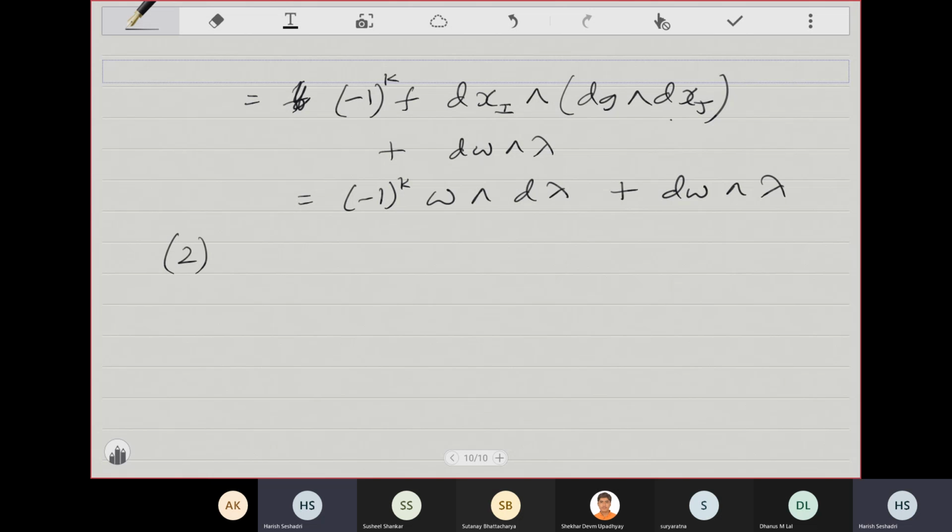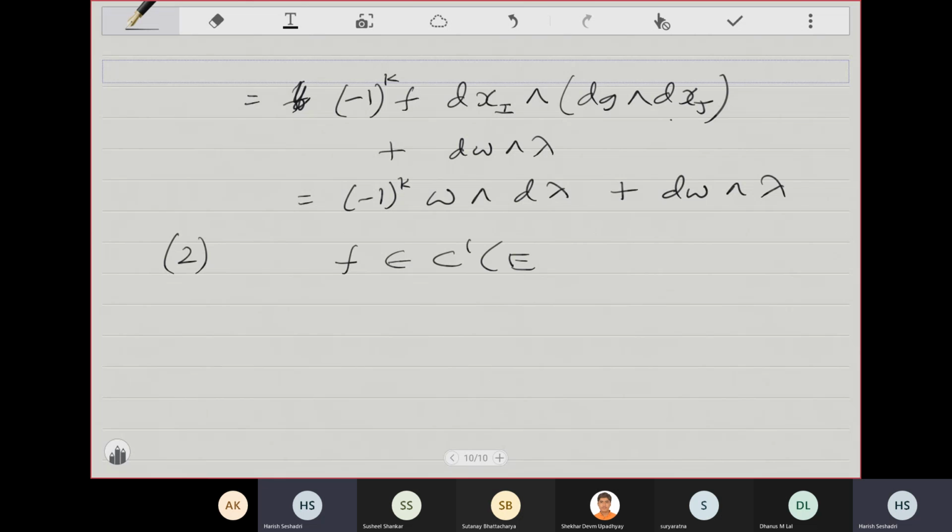Now the second one is more interesting because it's not clear. There is no analog of this in something that you would have seen earlier. After all, the Leibniz rule is just the same old Leibniz rule for functions, but a variant of that. But this d squared being 0 is a new thing. Why is this true? The answer lies in starting with the simplest case, namely zero forms.